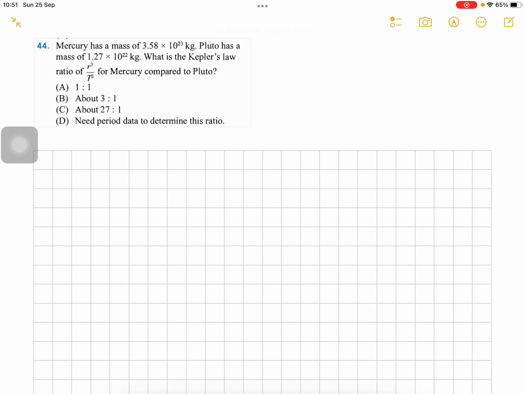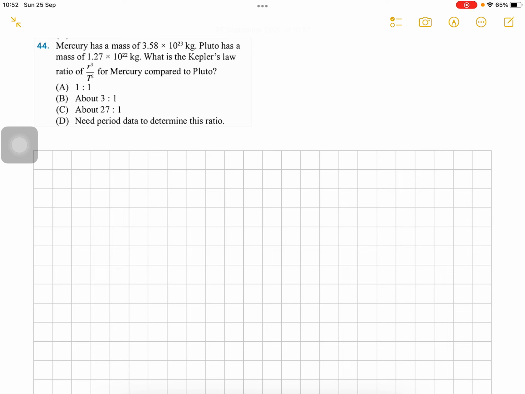Today we have discussed the problem: Mercury and Pluto, of masses 3.58 × 10^23 kilograms and 1.27 × 10^22 kilograms respectively. And what is the Kepler's law ratio? R cube by T square.